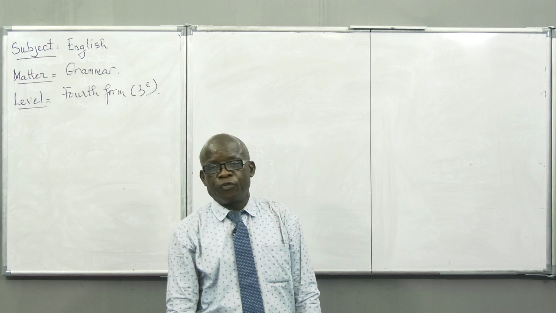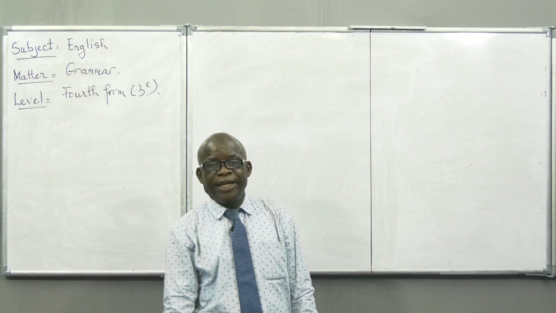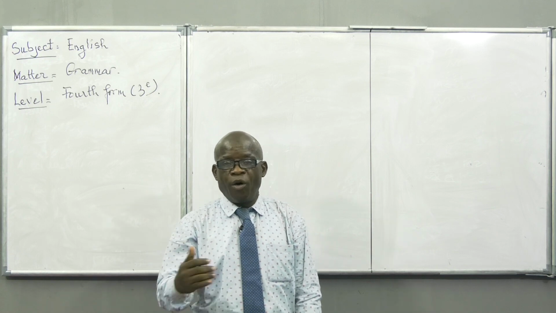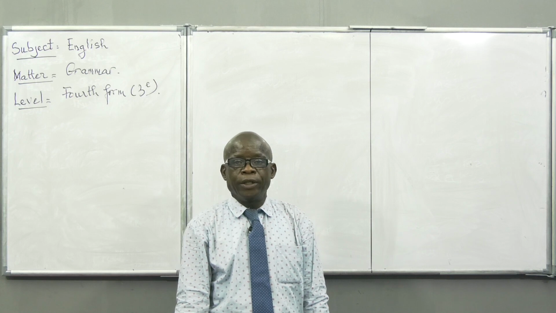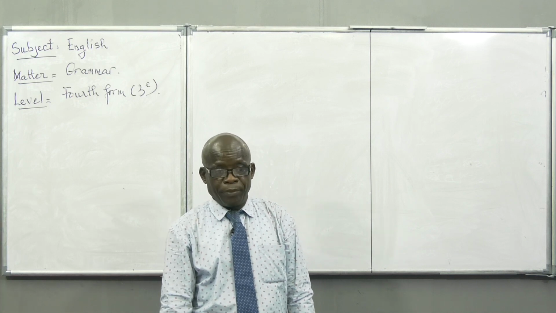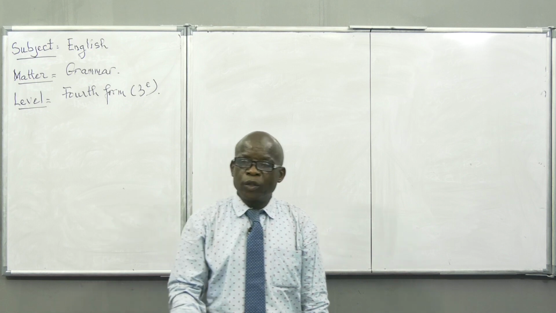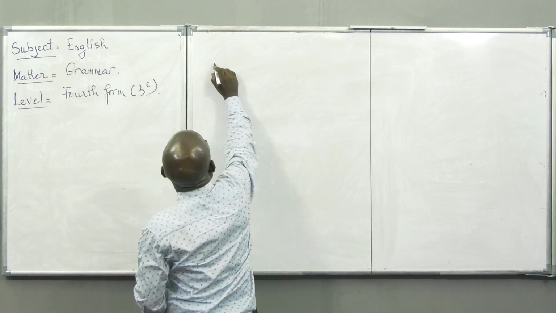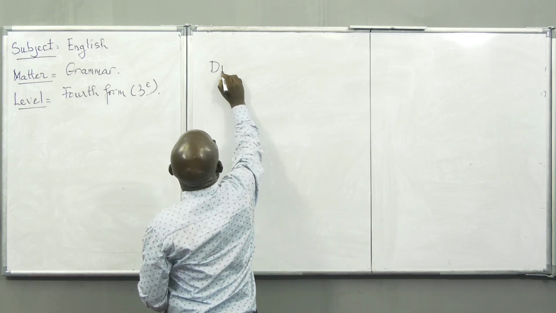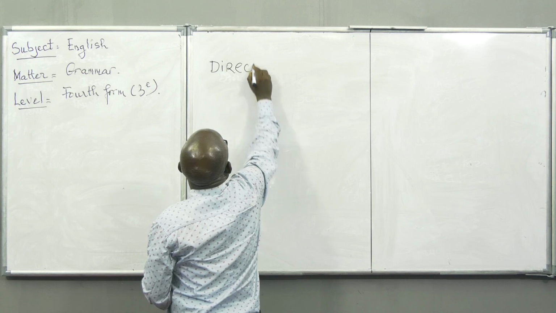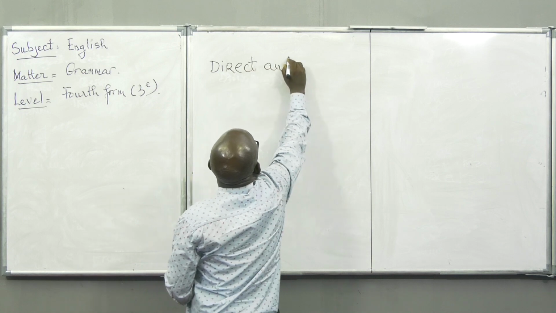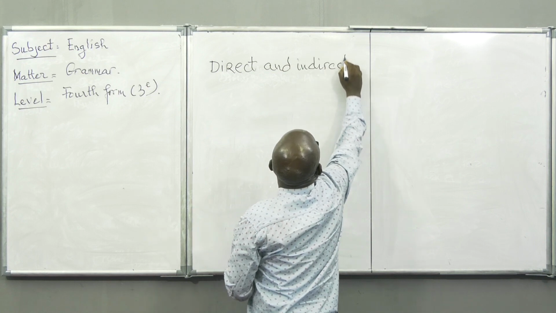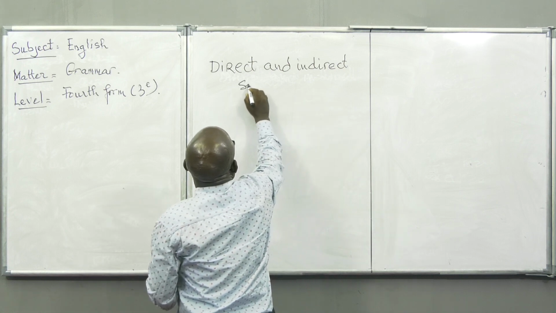Be attentive. We are going to see an English lesson, and the level retained is the fourth form of junior secondary school. I mean, troisième. So today, we are going to study direct and indirect speech.